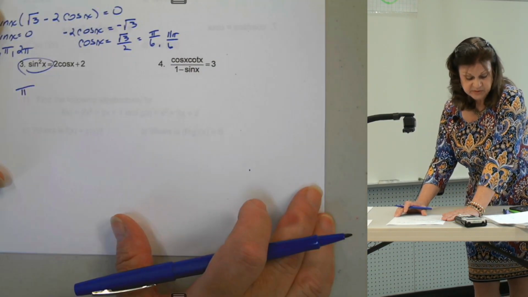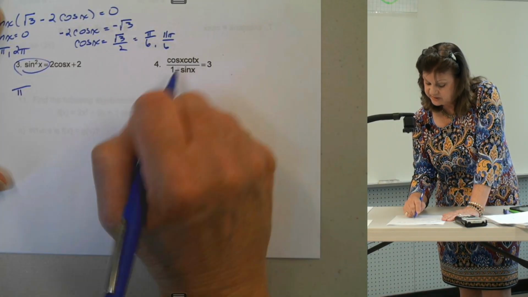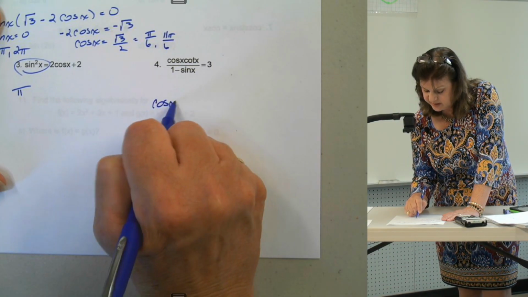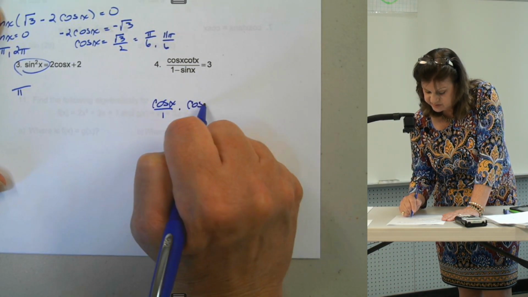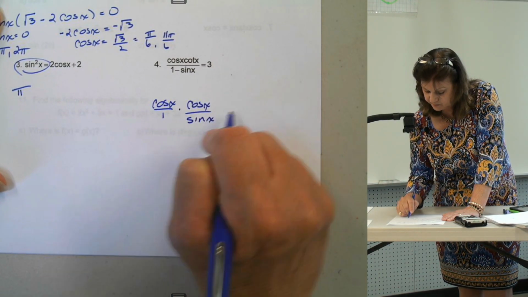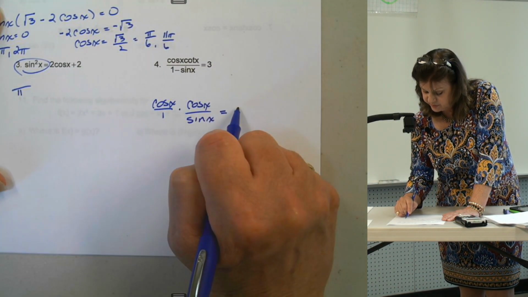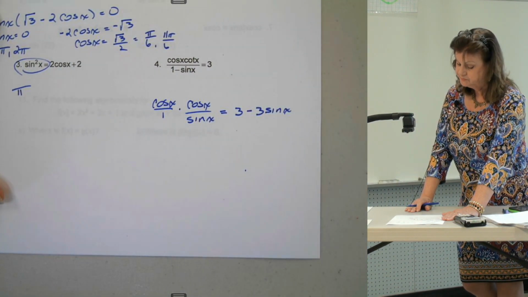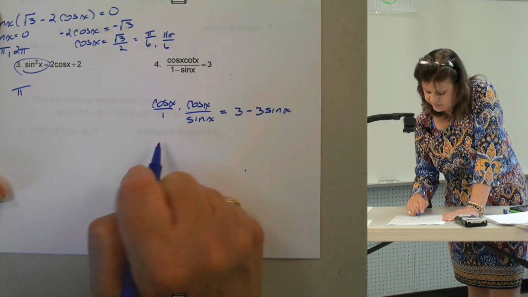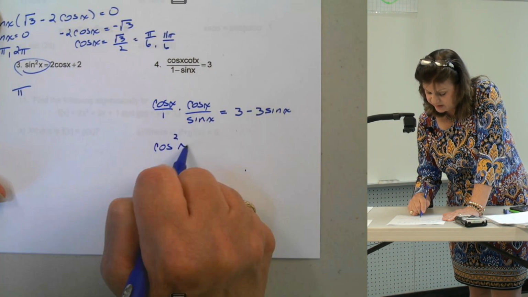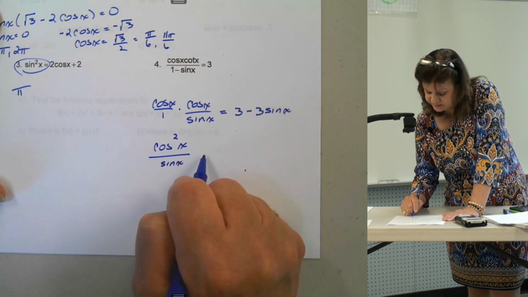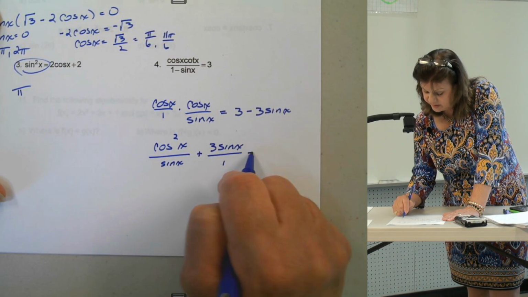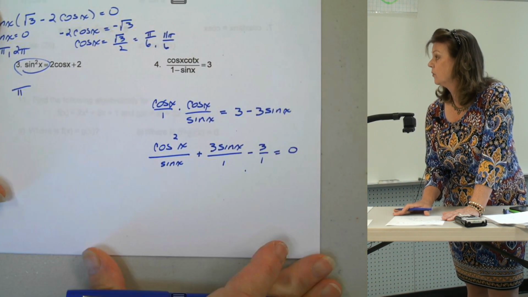So let's look at 4. Let's work this together. First of all, I'm going to multiply both sides by 1 minus sine, and I'm going to change cotangent. So I have cosine x times cosine x over sine x equals 3 minus 3 sine x. So now I've got cosine squared x over sine x plus 3 sine x minus 3 equals 0.